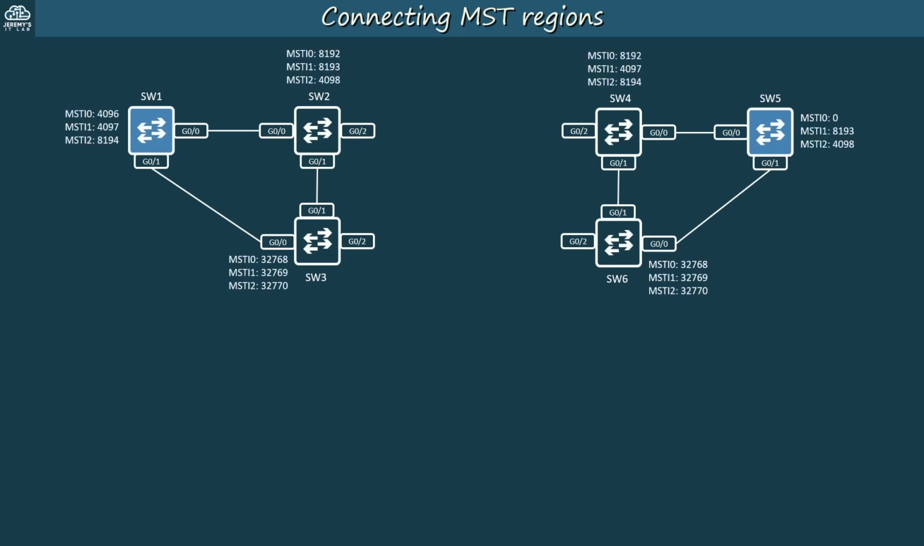Here are the priority values of each switch. Pay attention to the IST in particular, MSTI 0. Switch 1 and switch 5 are both the root bridge of their region's ISTs. Switch 1 has a priority of 4096, and switch 5 has a priority of 0. Here are the port roles for the IST in the region on the left, and the port roles for the region on the right. Showing the port roles for both the IST and each other MST instance would get really messy, so let's just focus on the IST for now.